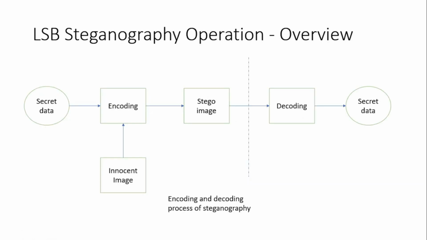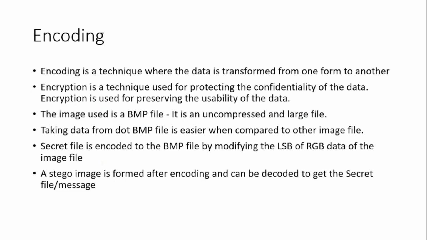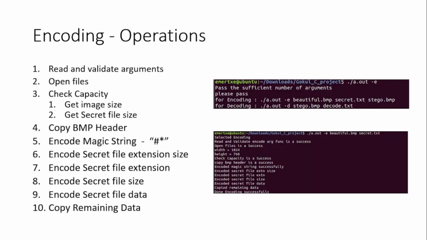So after encoding, a stego image is formed. In this project, these many operations are done. First of all, when we are passing the command line arguments, or whenever we are trying to run the code, we will check whether valid arguments are given. Like, if in this example we have not passed any file, that will throw an error message.